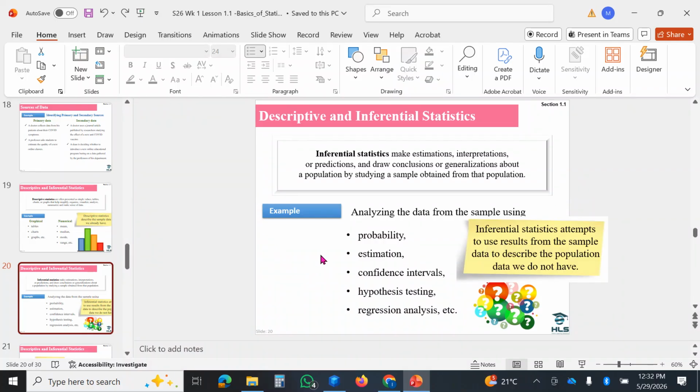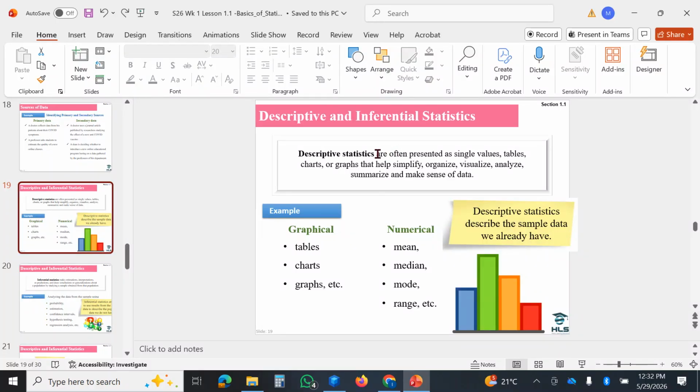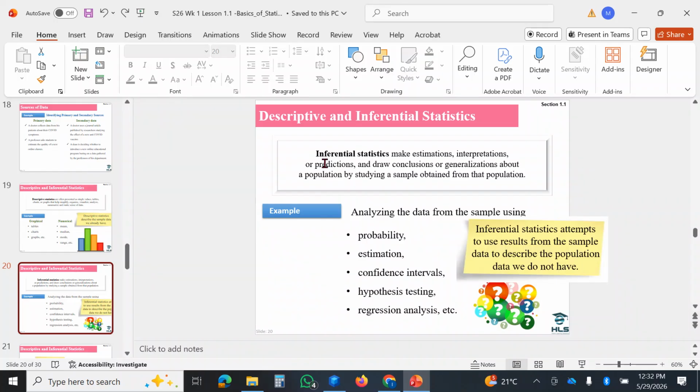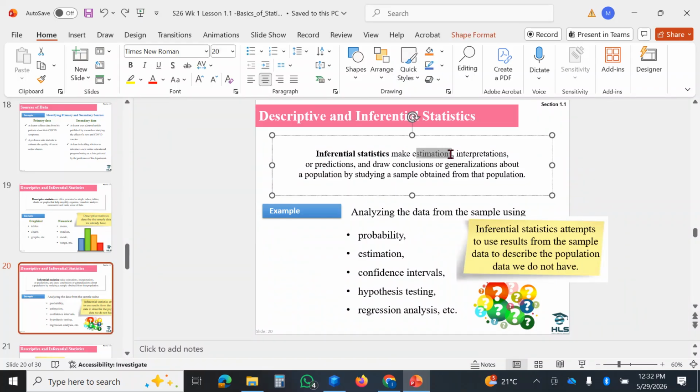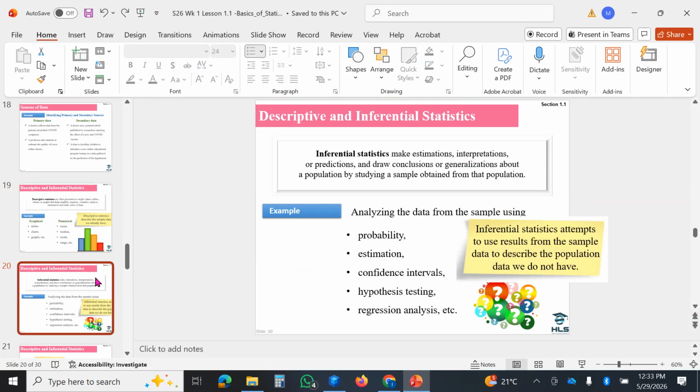Inferential statistics makes estimations, interpretations, or predictions and draws conclusions or generalizations about a population by studying a sample obtained from that population. So again, descriptive is presented. Inferential, though, you're inferring. You're making an estimation, you're interpreting, there's an opinion here. Descriptive, it is what it is. The data is what it is. There's really no opinion going on here. There is a mean, that's mathematical. There is a median, there is a mode. But inferential, there's a little bit of leeway here.